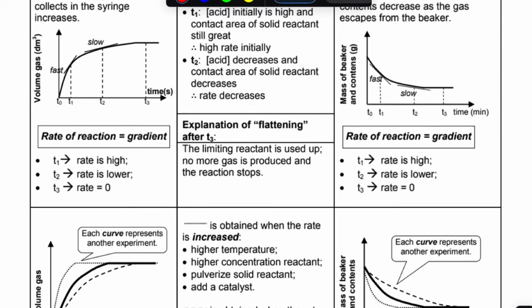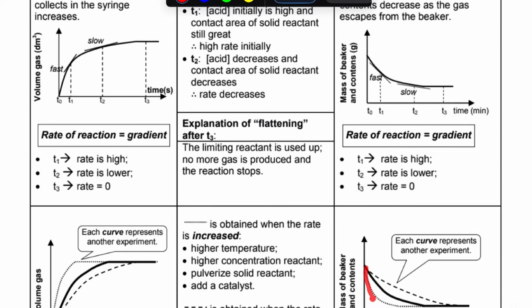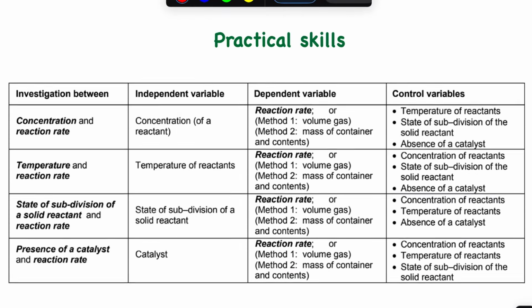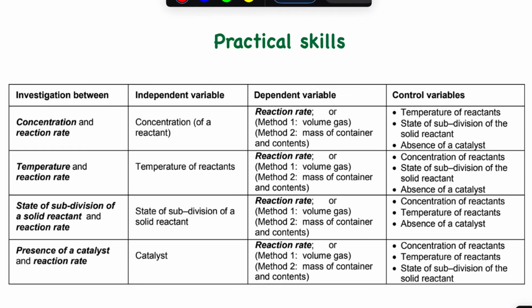Very important. So in this graph, guys, this is the original one. If you increase the temperature, your graph will be like that. Now from the original one, if you decrease the temperature, the graph will be like that. So this curve, guys, is the lowest rate of reaction, this is the fast rate of reaction, and this is the fastest rate of reaction. Very important, guys.